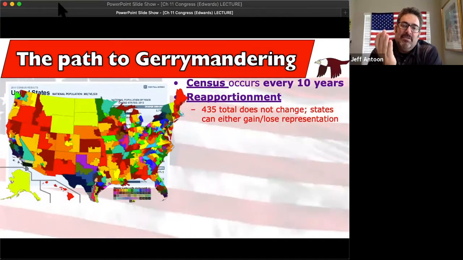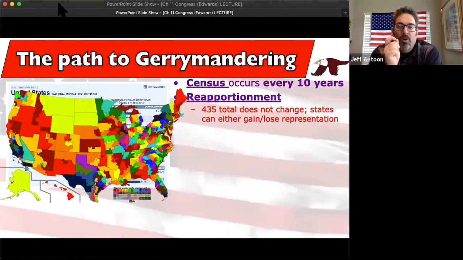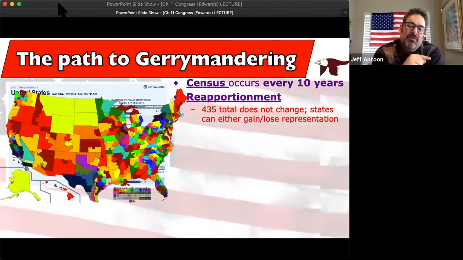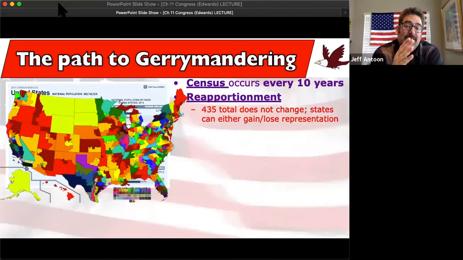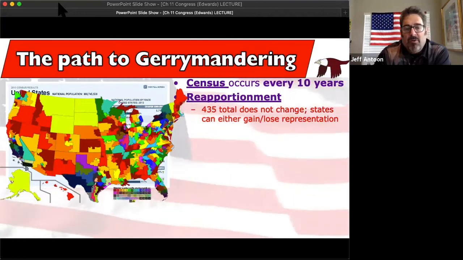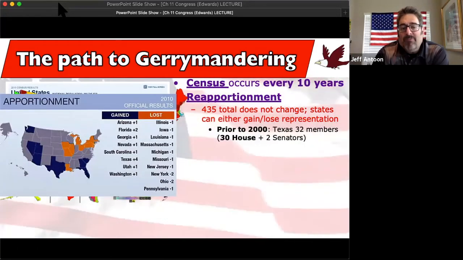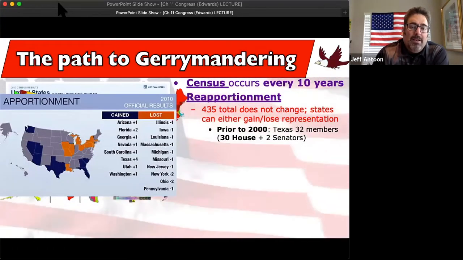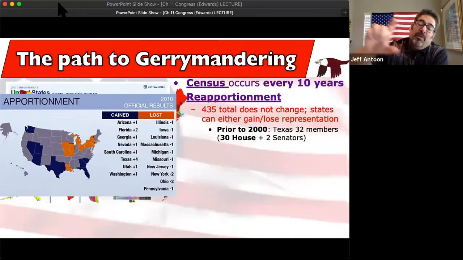Then from census, it's a reapportionment. 435 seats in the House of Representatives never changes, but the states ebb and flow or get some and lose some, gain or lose. And in this situation, you're going to see those are the 435 across our nation. You can see here after apportionment who gained and lost in 2010. We gained 4 seats, the most of any state, because in the Sun Belt, which is the southern part of the United States, everyone's starting to move there because they're getting sick of the winters.